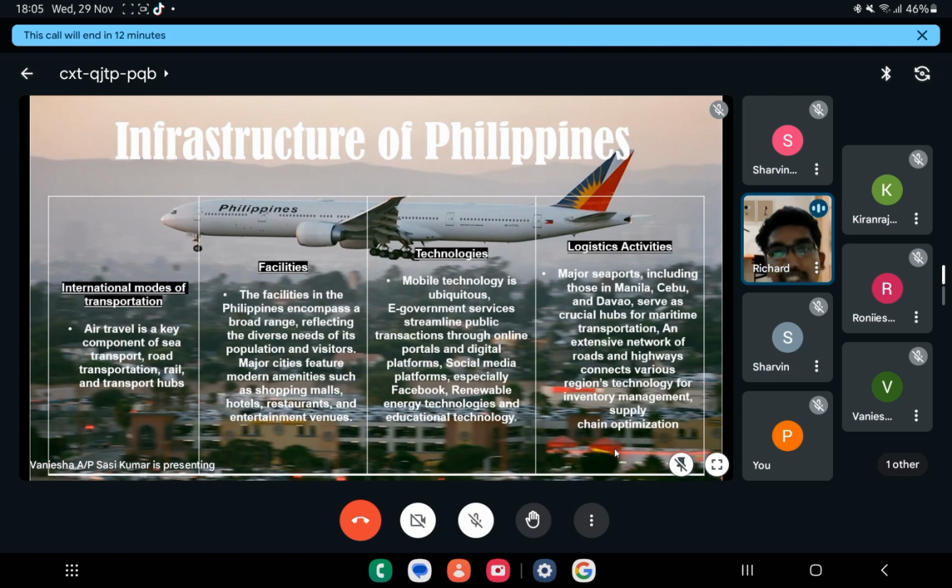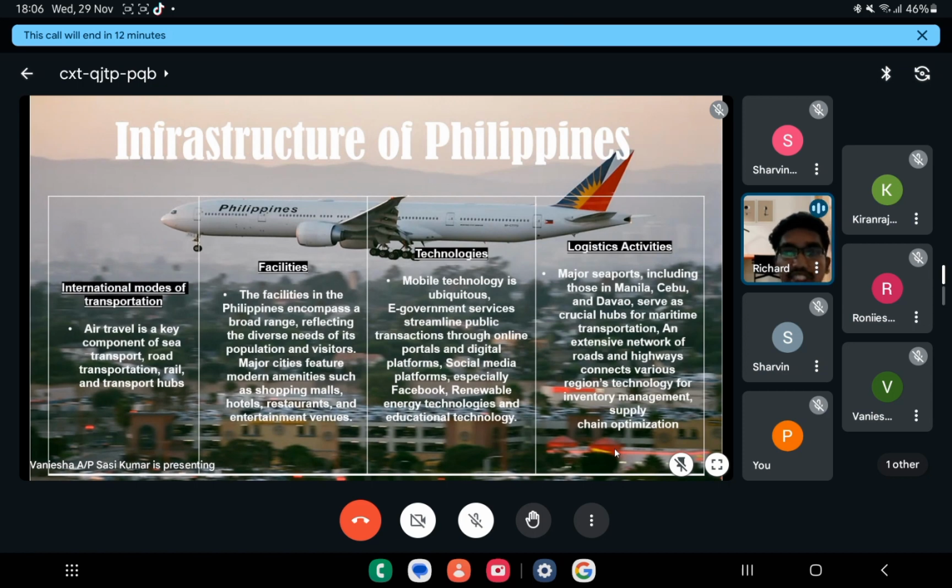Okay, the last one is social media platforms, especially Facebook, which is influencing communication and information dissemination, and also renewable energy technologies which are being harnessed to address sustainable power needs, and various healthcare technologies including telemedicine contribute to improved healthcare accessibility.